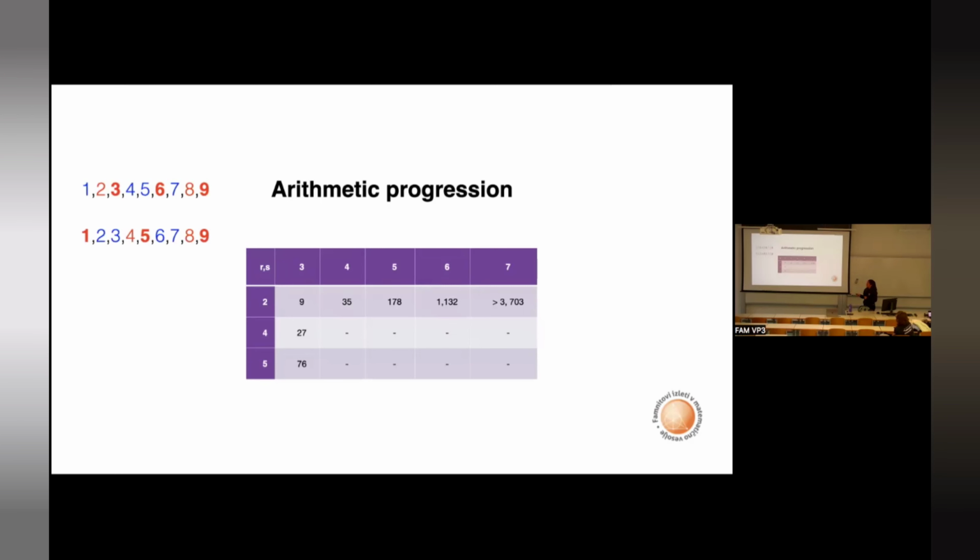But how can we know that we can avoid this with fewer numbers? If we remove just the 9 here, I think, yeah, the 9 here, with 8 numbers, we cannot find 3 numbers that are in arithmetic progression. So the number here is 9.